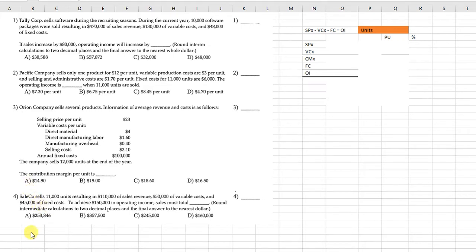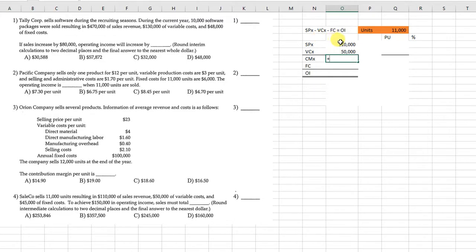Okay, and the last one I'm going to do is this number 4. So we sell 11,000 units, so I'm going to put that up there, resulting in 110,000 of sales revenue, so that's a total, not a per unit. And 50,000 of variable cost. So I have, how about 50,000, not 500,000.